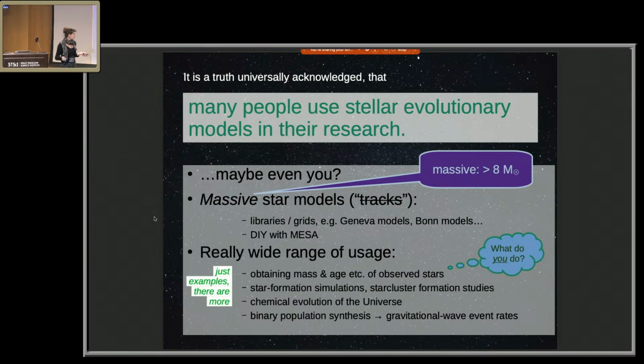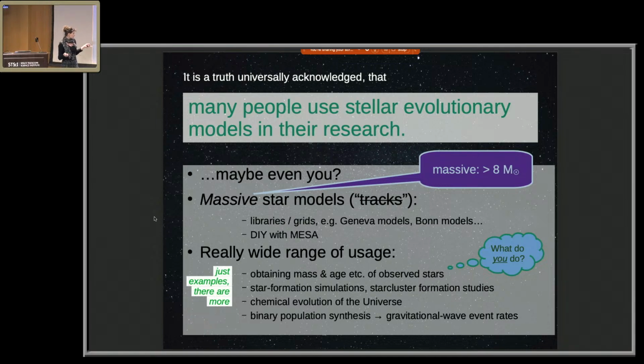But these models have quite a wide range of usage. Here are just a couple of examples that I could come up with off the top of my head. For example, one can try to obtain the mass and age of an observed star. You have a measurement of an observed star, and you want to derive a mass and an age, so you use a stellar evolutionary model to give you that and fit it to the observed parameters.